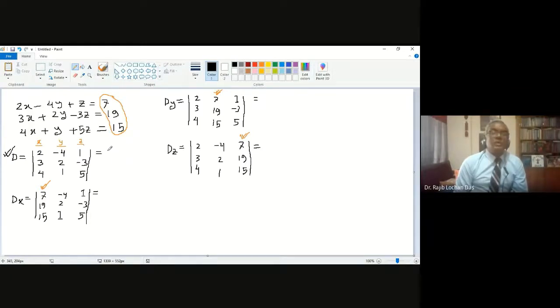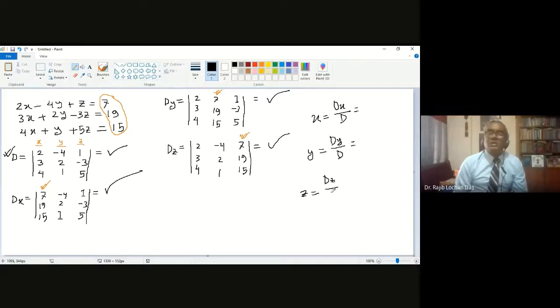So you have a value here, a value here, a value here, a value here. Now you find out x, y, z separately. So what is your x? X is dx divided by d. And what is your y? dy divided by d. And what is your z? dz divided by d. And that is your answer.